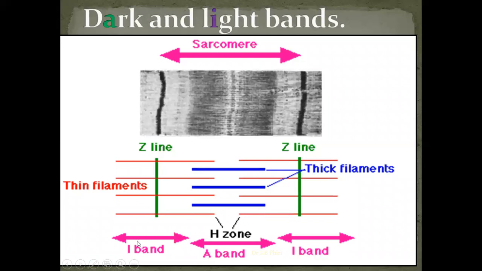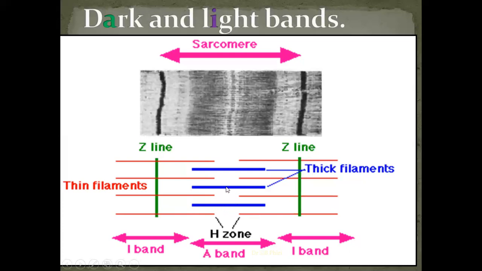Then you have the I band. The I band is a portion whereby you have the thin filament that is not overlapping with the thick filament. So you only have the thin filament not overlapping with the thick filament. This is called the I band. Then at the center of the sarcomere, you have this point, which is called the H zone. The H zone is a location whereby you only have the thick filament that is not overlapping with the thin filament. So it's called the H zone at the center here.